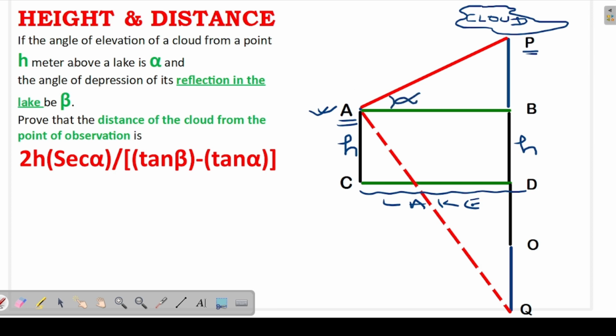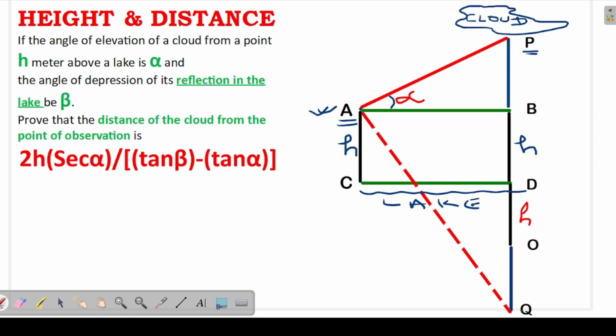Now the angle of elevation is alpha, right? Now we will do one thing. Write it with a different color. Let's say it's alpha, right? And the angle of depression of its reflection in the lake be beta. So you can see the image will not form at O, right? Because PD is the lake and at O, DO will also be equal to h. So the image will not be formed at O. Image will be formed at Q, this point, right?